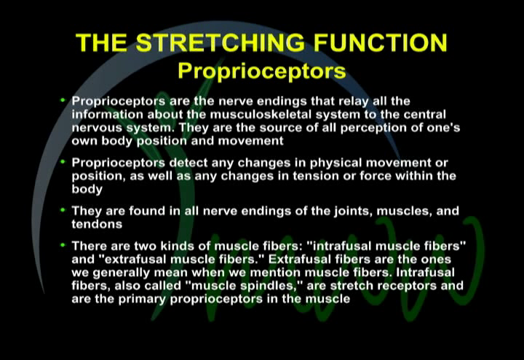The proprioceptors related to stretching are located in the tendons and in the muscle fibers. There are two kinds of muscle fibers: intrafusal muscle fibers and extrafusal muscle fibers. Extrafusal fibers are the ones we generally mean when we mention muscle fibers. Intrafusal fibers, also called muscle spindles, are stretch receptors and are the primary proprioceptors in the muscle.